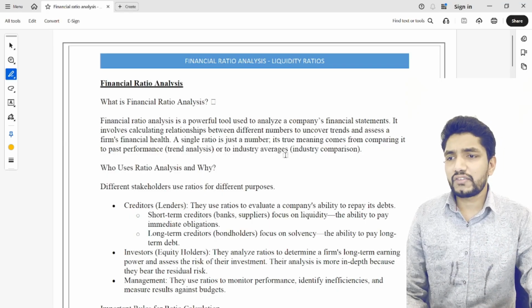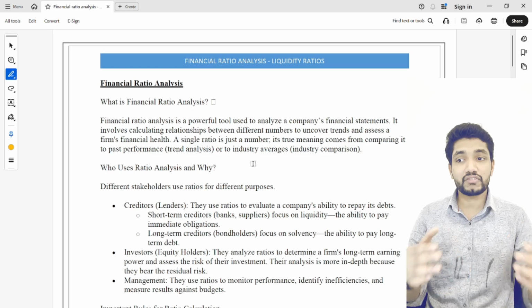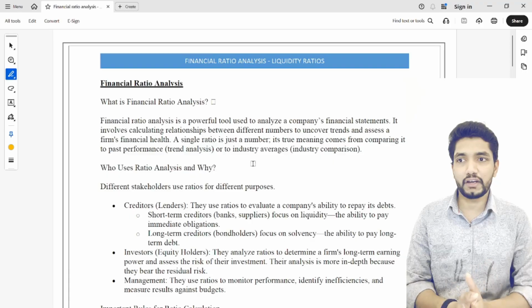A single ratio is just a number. Its true meaning comes from comparing it to past performance or the industry average. Just calculating a number is just a number only. If you compare that ratio with our previous performance or the industry average, then we can get meaningful insight into the financial data.